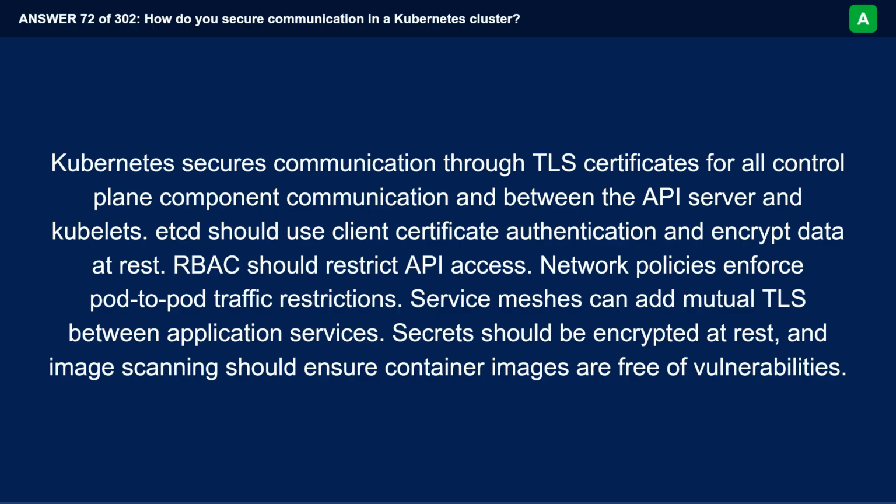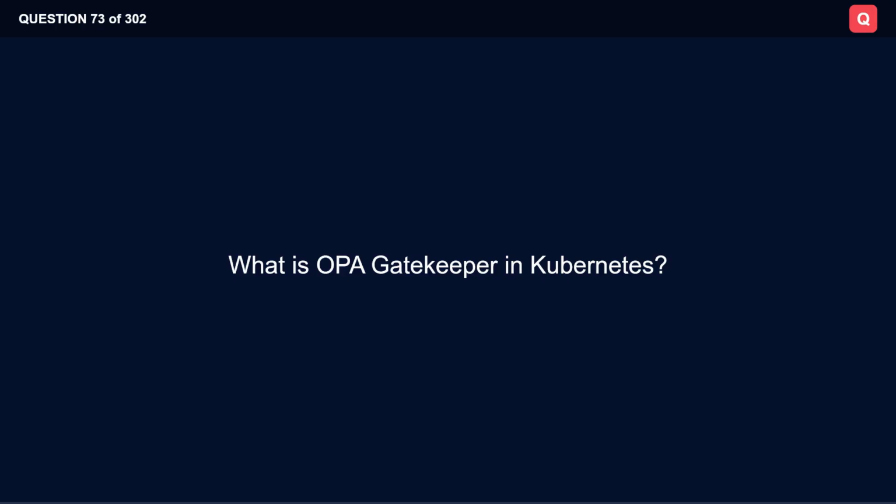Secrets should be encrypted at rest, and image scanning should ensure container images are free of vulnerabilities. What is OPA Gatekeeper in Kubernetes?